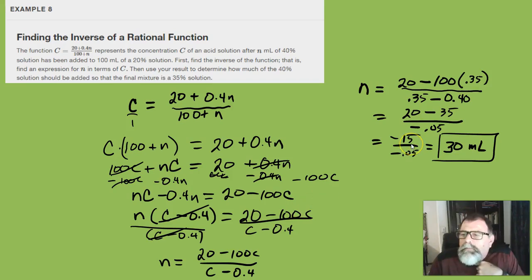Oh, I guess I can't do my math here. 15 divided by 0.05, I have to add 2 zeros. So it'd be 300. Missed a decimal point there. Okay, so it's 300 milliliters that you need to add to end up with a 35% solution.